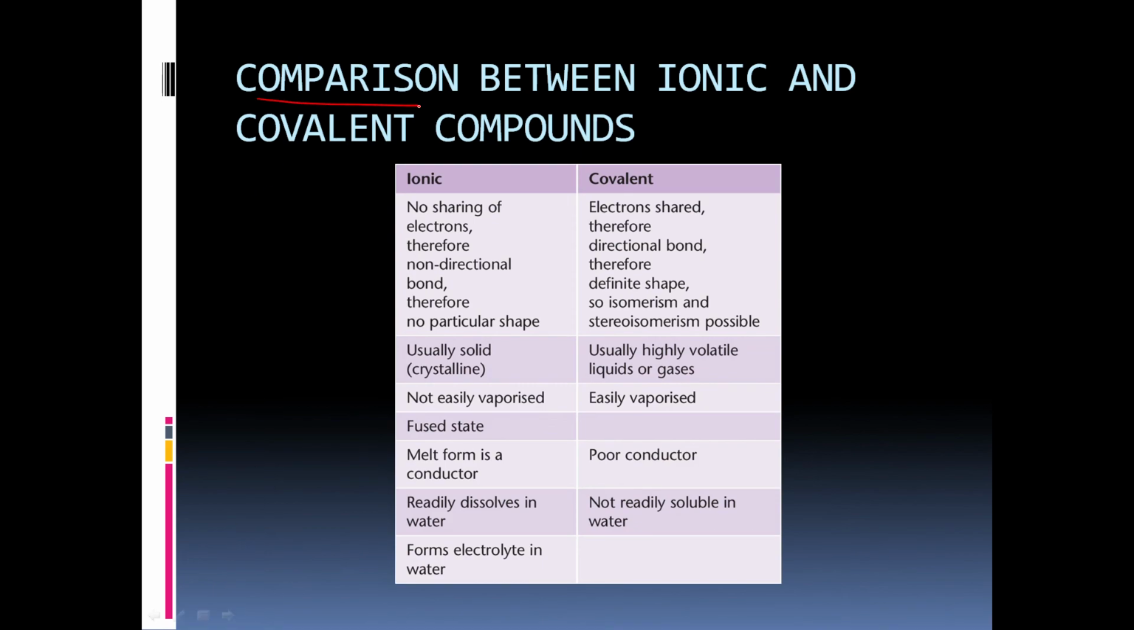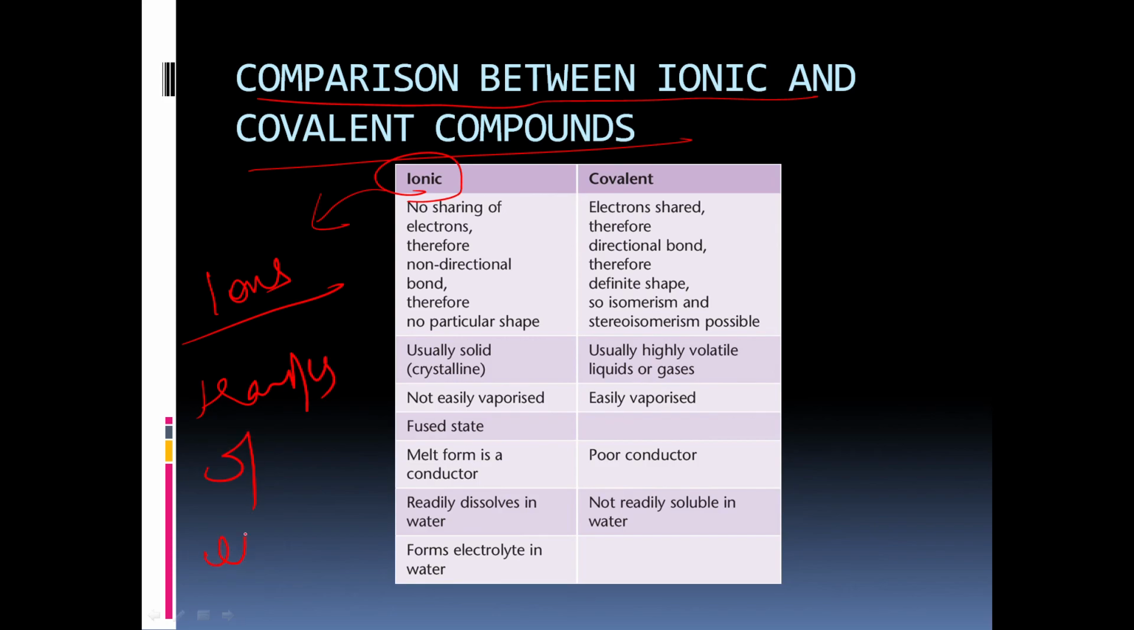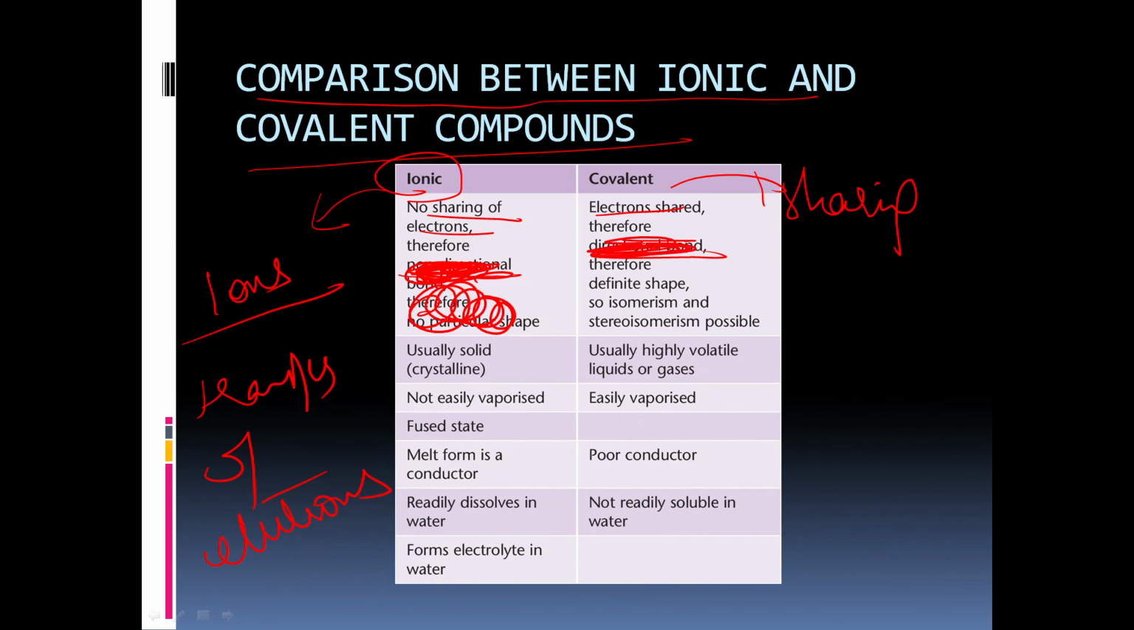Now let's compare the ionic and covalent compounds. See, ionic is what? Compounds that consist of ions. It is formed by transfer of electrons. Don't forget this thing. If I talk about covalent, on the other hand, it is sharing, and polar, non-polar, we are going to read it, right? So in ionic no sharing of electrons occurs, so no directional bond. Don't worry about what a directional bond is right now. In covalent compounds, electrons are shared, therefore directional bond. See, electrons are shared.